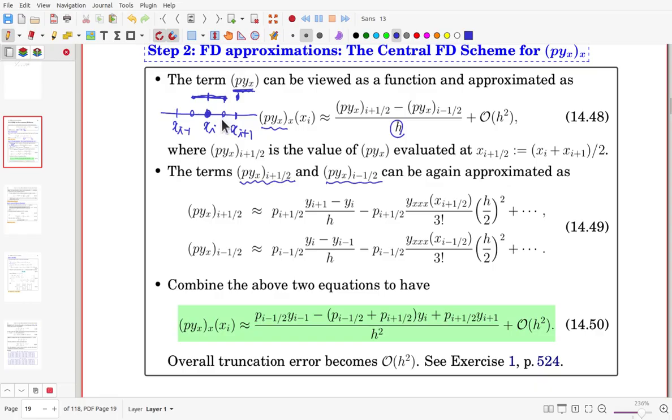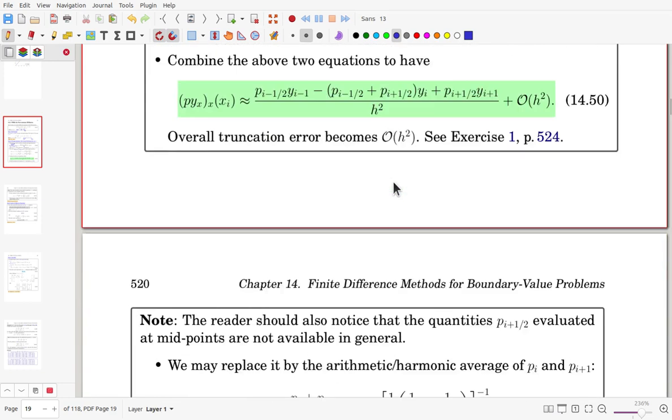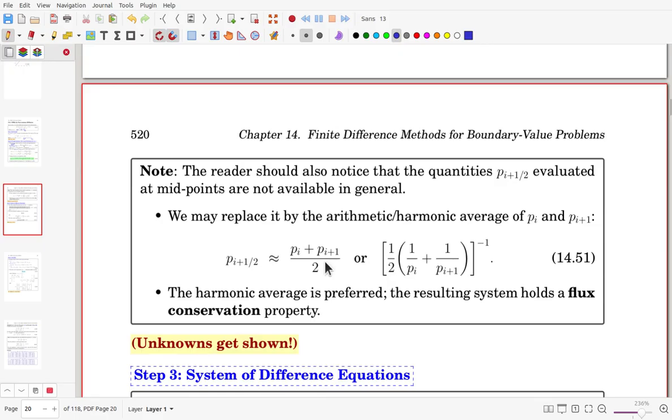Sometimes your coefficient is not given as a continuous function. Only at grid points the value can be given. Then you may average this value and that value, so that you can get the value at this midpoint. One way of doing this is arithmetic averaging, or harmonic averaging. That is, first take a reciprocal of the quantities and average them, and then finally take a reciprocal. That is called harmonic averaging.